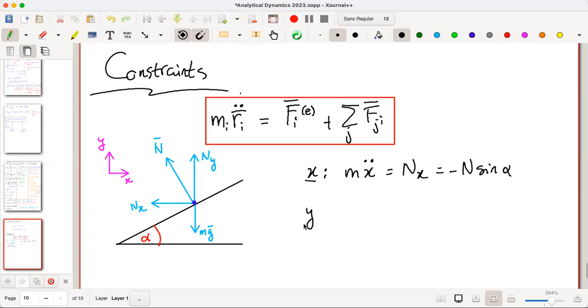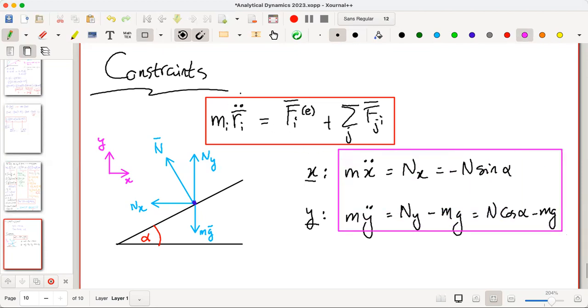How about the y component of this force? We have m y double dot. This is just, now we have two forces, because we have n of y minus mg, right? And this is just n cosine alpha minus mg. So we have two equations to solve. All right, so far so elementary.